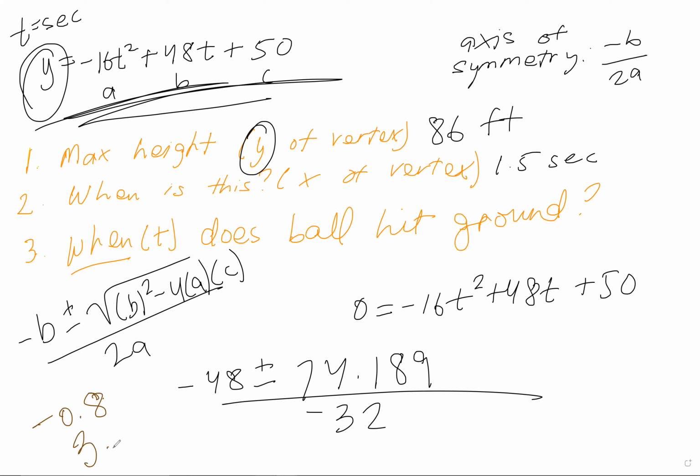$3.818. Let's say 3.8. Okay, and what are the units on both of these? We're doing time, right? So seconds. Okay, which one's the right answer? The positive one. There you go. 3.8. Yep. Wow, so you did it. Genius.